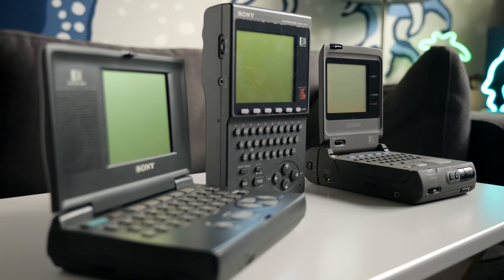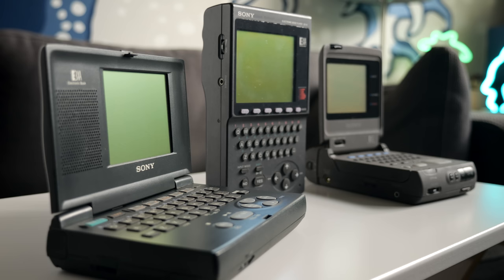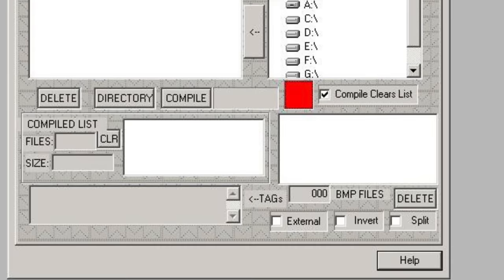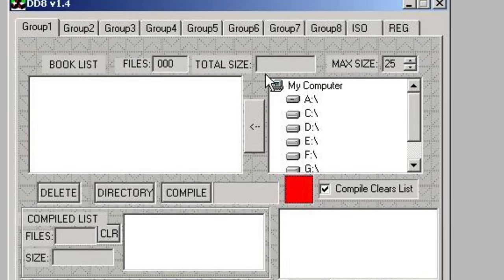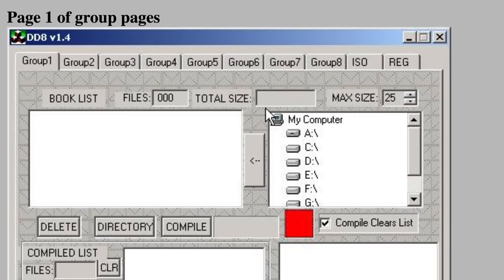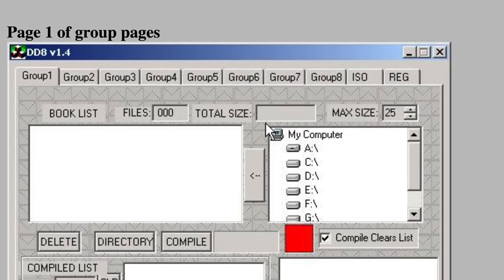Sony had largely given up on the Data Discman by the late 90s due to poor sales, and the hardware was being cleared from inventory at blowout prices. While one normally needed to get licensing from Sony in order to produce titles, a piece of Windows shareware fittingly called DD8 let you make your own.